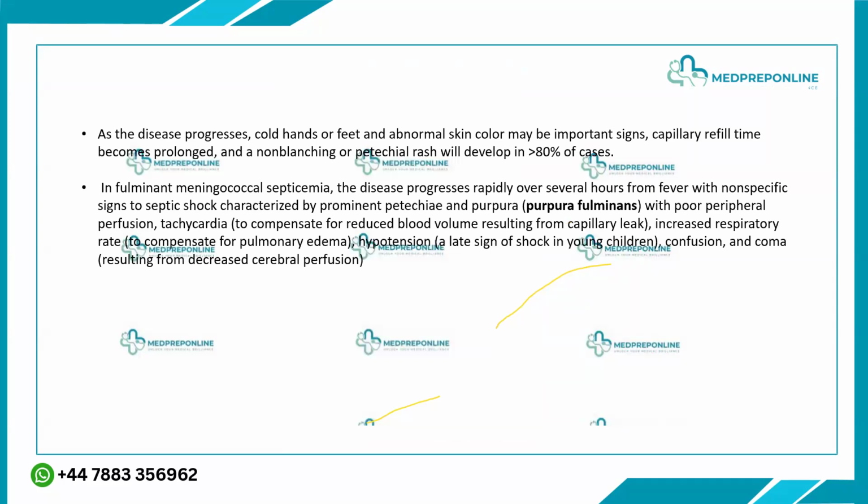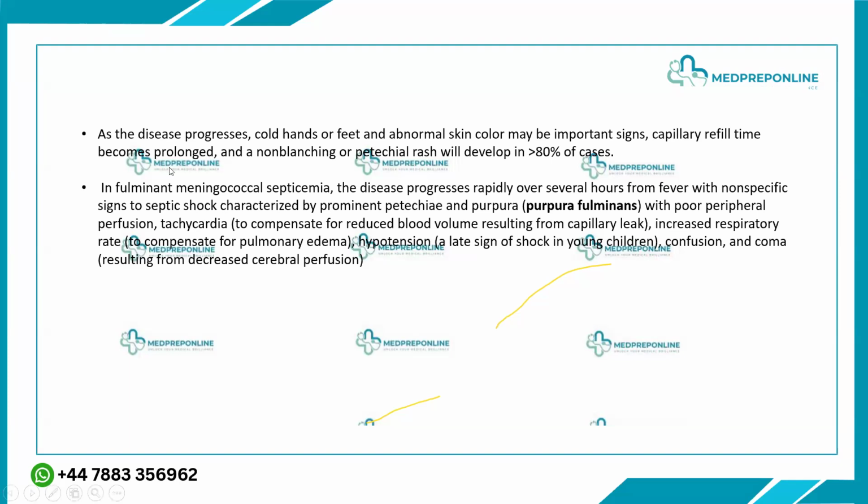In meningococcemia and meningococcal septicemia, when it progresses, cold hands or feet and abnormal skin color may be important signs. Capillary refill time becomes prolonged and non-blanching or petechial rash will develop in more than 80% of cases. Blanchable lesion क्या होती है कि जब आप उसको प्रेस करते हैं तो suddenly the rash is gone और स्किन व्हाइट सी हो जाती है, और जब आप प्रेशर को रिलीज करते हैं, फिंगर को हटाते हैं, तो वो रैश रीअपीयर हो जाता है. लेकिन ये blanchable लीजन नहीं होती है, या खत्म नहीं होती है जब आप इसको प्रेस करें.